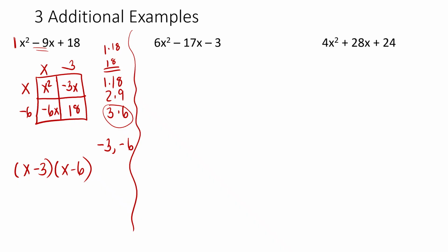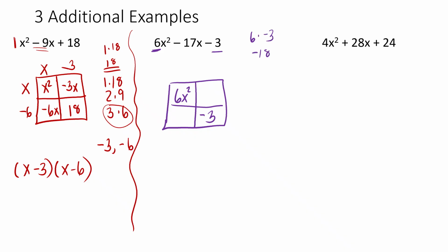This one also does not have a GCF, and I know it does not have a GCF because 17 is a prime number. So this one does not share any x's. 17 is prime, meaning it's not going to share any factors with the 6 and the 3. So starting off, we're going to put the 6x squared in the upper left and the negative 3 in the lower right. And then we're going to multiply our a times our c. So 6 times negative 3 is negative 18.